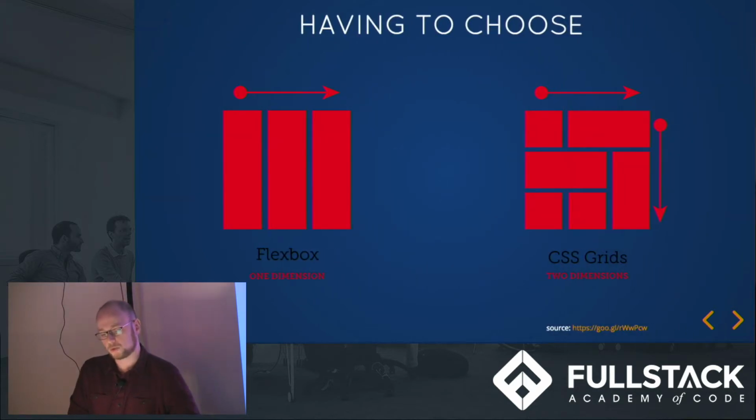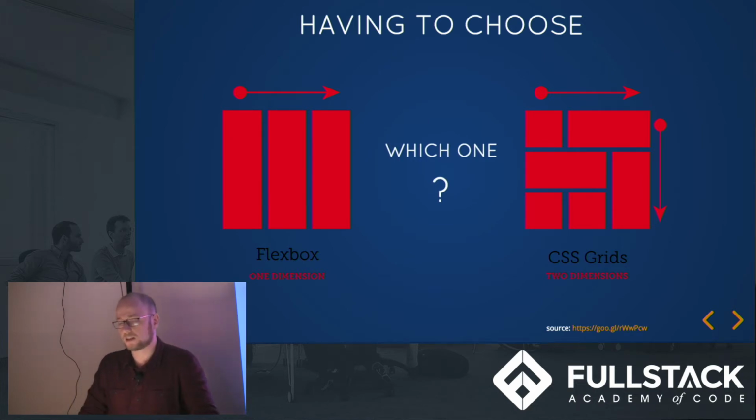So the big question is, which one do you use? You can use them together, or you can use them separately. Basically use them based on what you need out of it. If you're doing something in one dimension, either in a row or in a column, if you need to arrange items in that way, use a flexbox. If you need to create something more complex with things that have relationship to other items, you'll use CSS Grid.